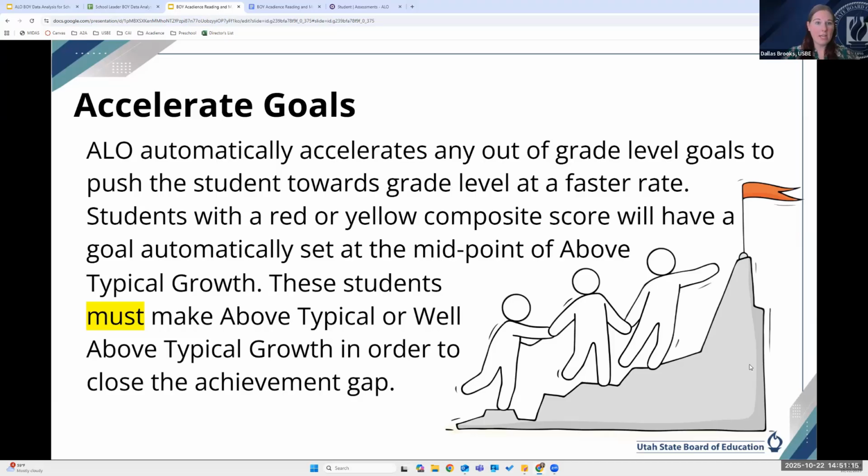So just know that ALO does automatically accelerate that goal for students. You can always go in and adjust and change goals. We're going to talk about that a little bit more. But when you change those goals, just make sure that you're keeping those guidelines of red and yellow students. Their goal needs to be set at either above typical or well above typical to close that gap.